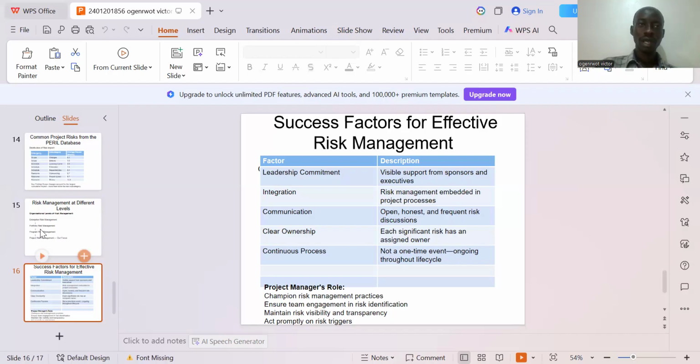So there are many stakeholders who are handling risk management. But here, let's look at the project manager's role, who is a champion of risk management practices. Remember, a project manager is the one who leads the project team, so he's quite key. He ensures team engagement in risk identification. He is a champion of risk management because he knows that when a risk develops and it has not been taken care of, it could drag them behind. He's the one who acts promptly on risk triggers. What are those triggers? What are those indicators that are affecting the risk, affecting the project?